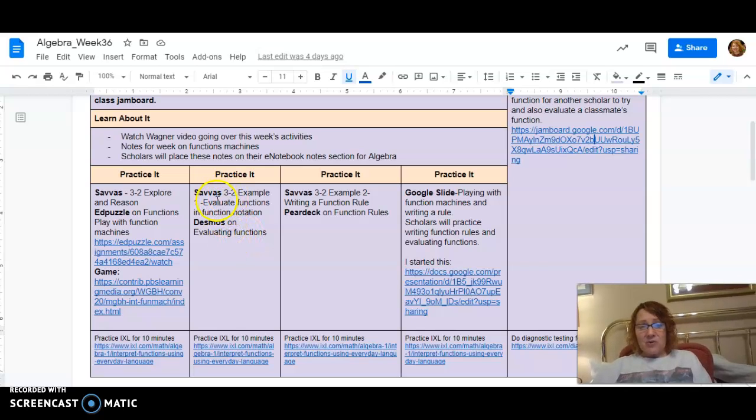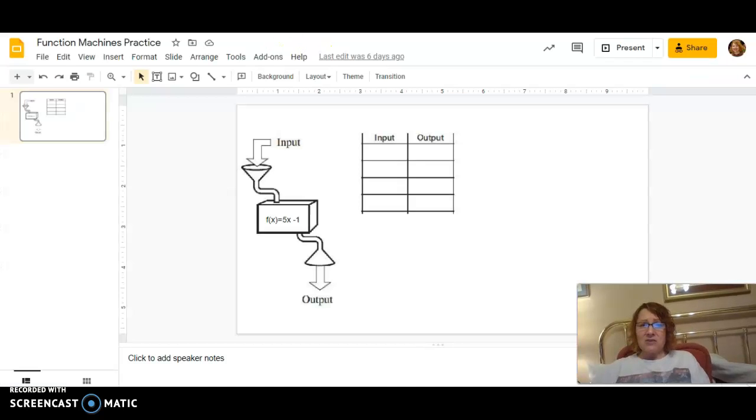So on Tuesday, you're going to look at evaluating functions. And again, I'm going to reiterate it and go over it again with Desmos. You're going to look at writing a function rule, but then again, I'm going to go over it with Pear Deck. And then on Thursday you're going to start to look at function machines on a Google slide. I'm going to have you put things in, and then we might have a table, and you're going to say, well, if this goes in, and I plug it in, what comes out. Okay, so that's what a function machine looks like.